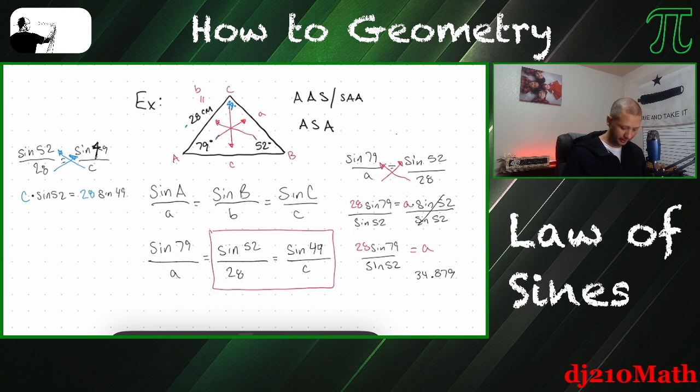Now, isolating c in the same manner we did earlier, we have to divide both sides by sine 52. So we're going to get c is equal to 28 sine 49 over sine 52. Go to the calculator. We get c is approximately 26.816.